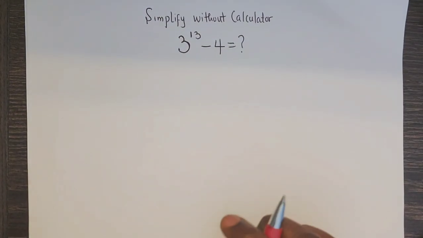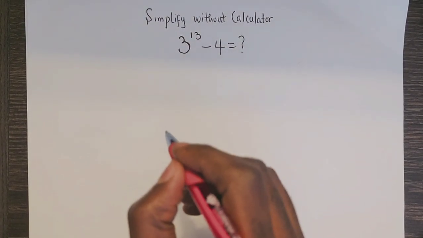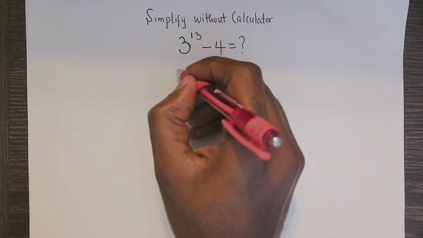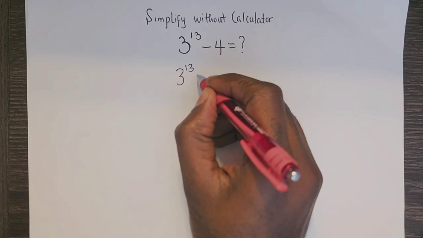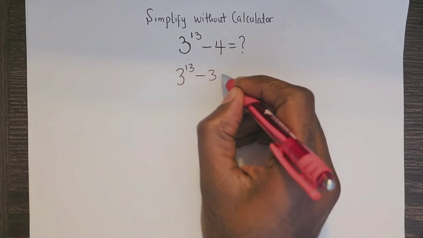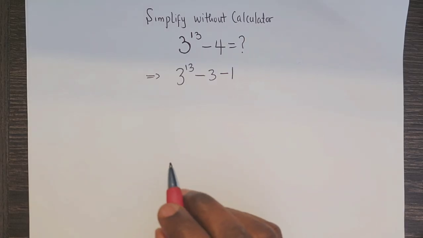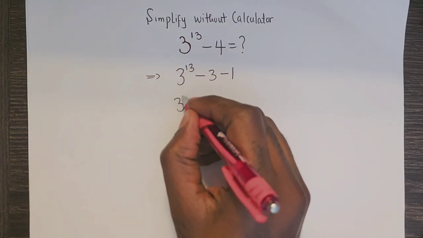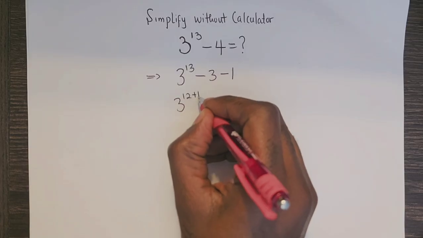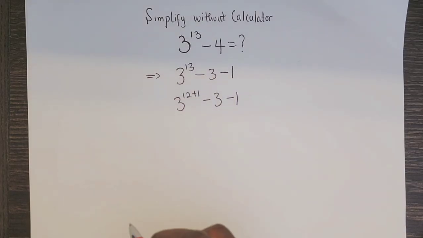In this problem, we want to simplify this without the use of a calculator. Now, to do this, here we have 3 to the power of 13, and our 4 can be written as -3 minus 1. Now, from here, we can write 3 to the power of 13 as 3 to the power of 12 plus 1, minus 3 minus 1.